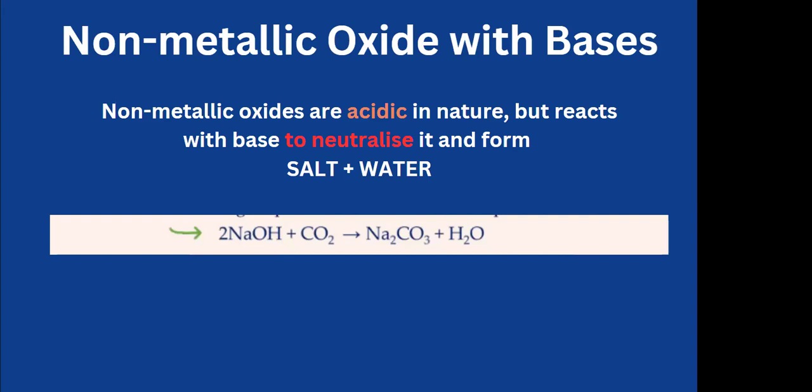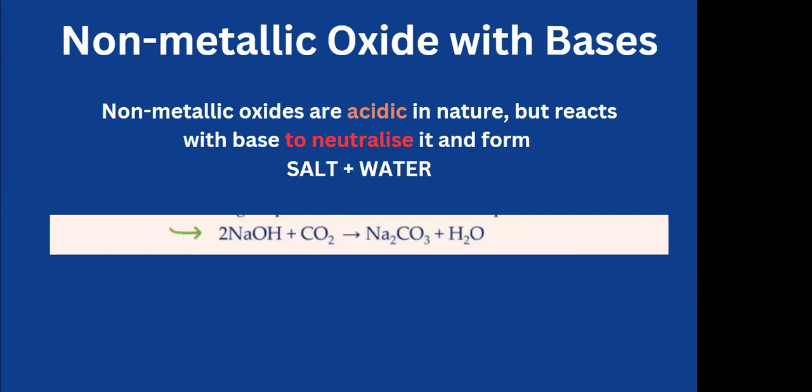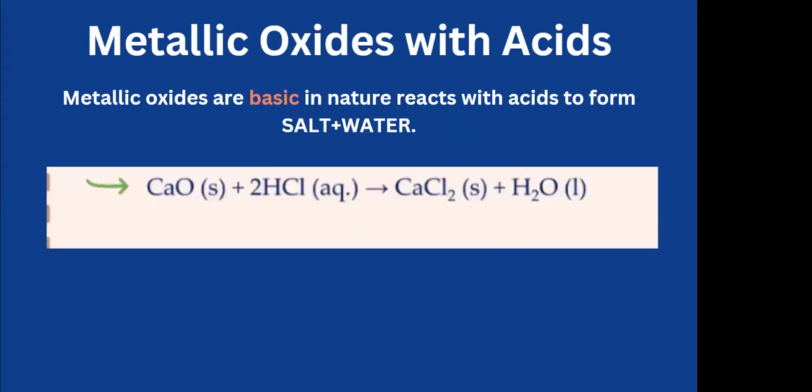Next is non-metallic oxide, non-metal with oxygen. They are opposite. They are acidic in nature. So they are going to react with bases. And then they are going to neutralize each other's effect again to form salt and water. If we see these two reactions, this one and this, the result is the same, salt and water. And again, in both the reactions, something acidic is getting reacted with something basic to form salt and water.